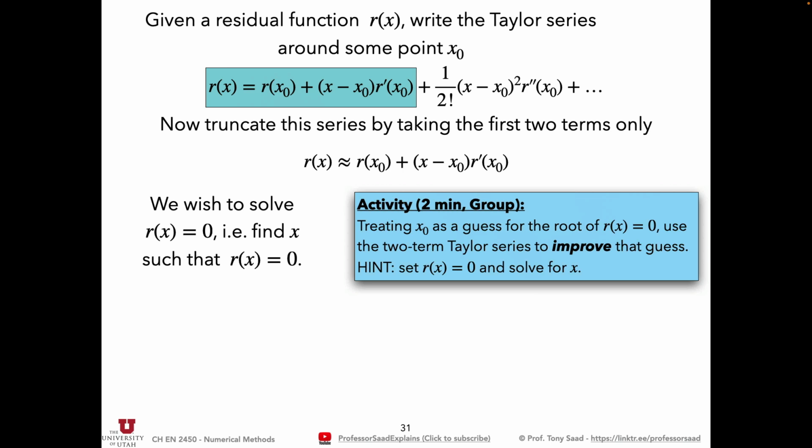So if I call this x1, this is equal to this. And then x2 is going to be equal to x1 minus r of x1 over r prime of x1. And then x3 is, right? And then do it in general. x_{k+1} is equal to, you got it.